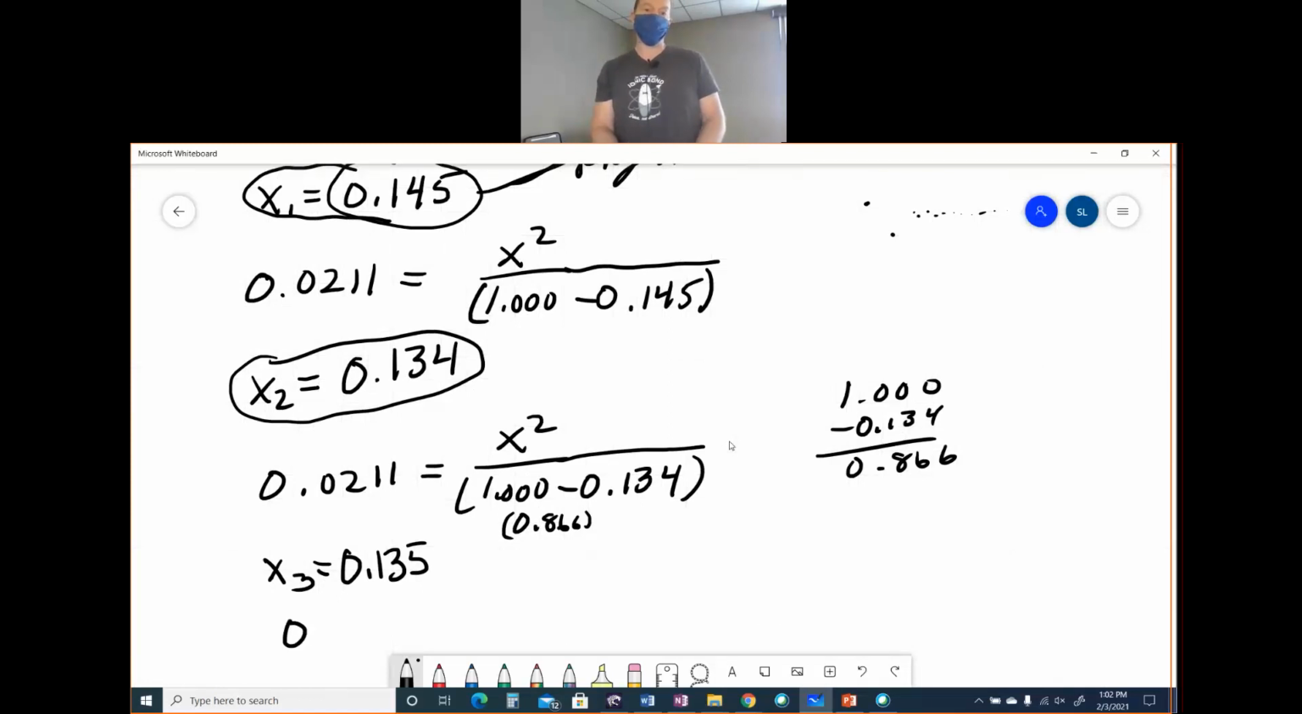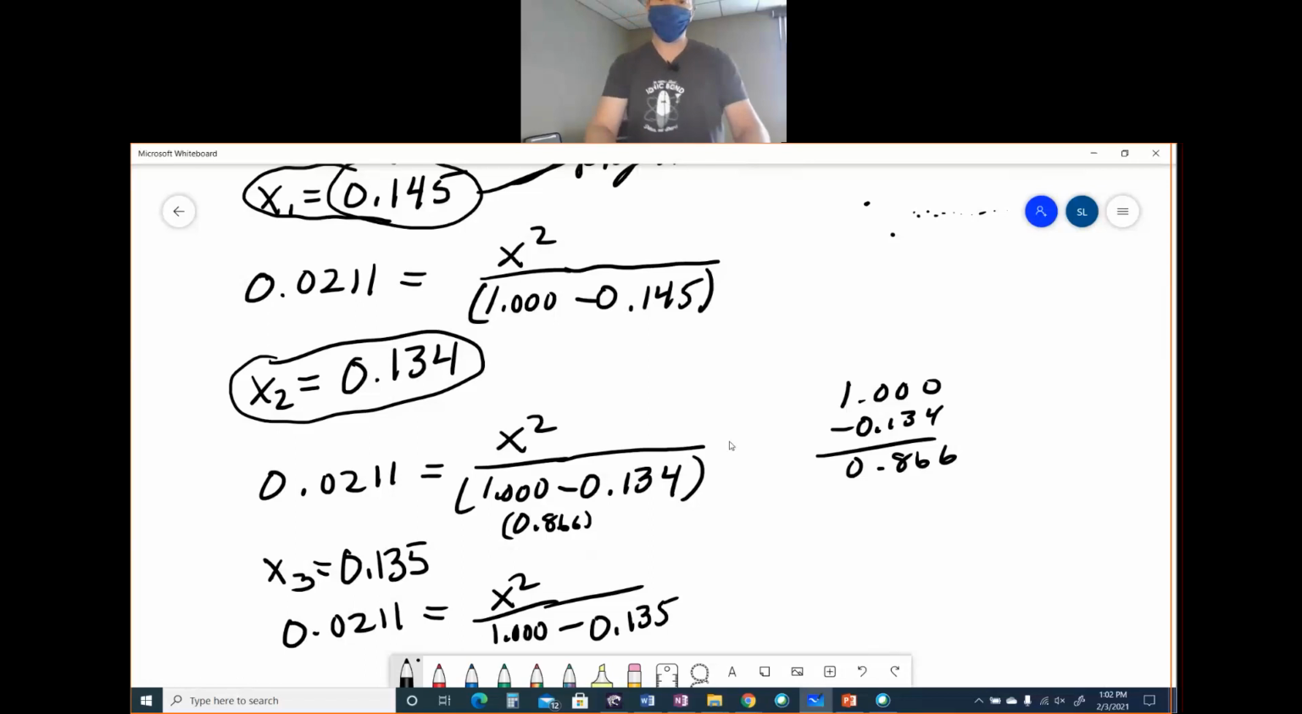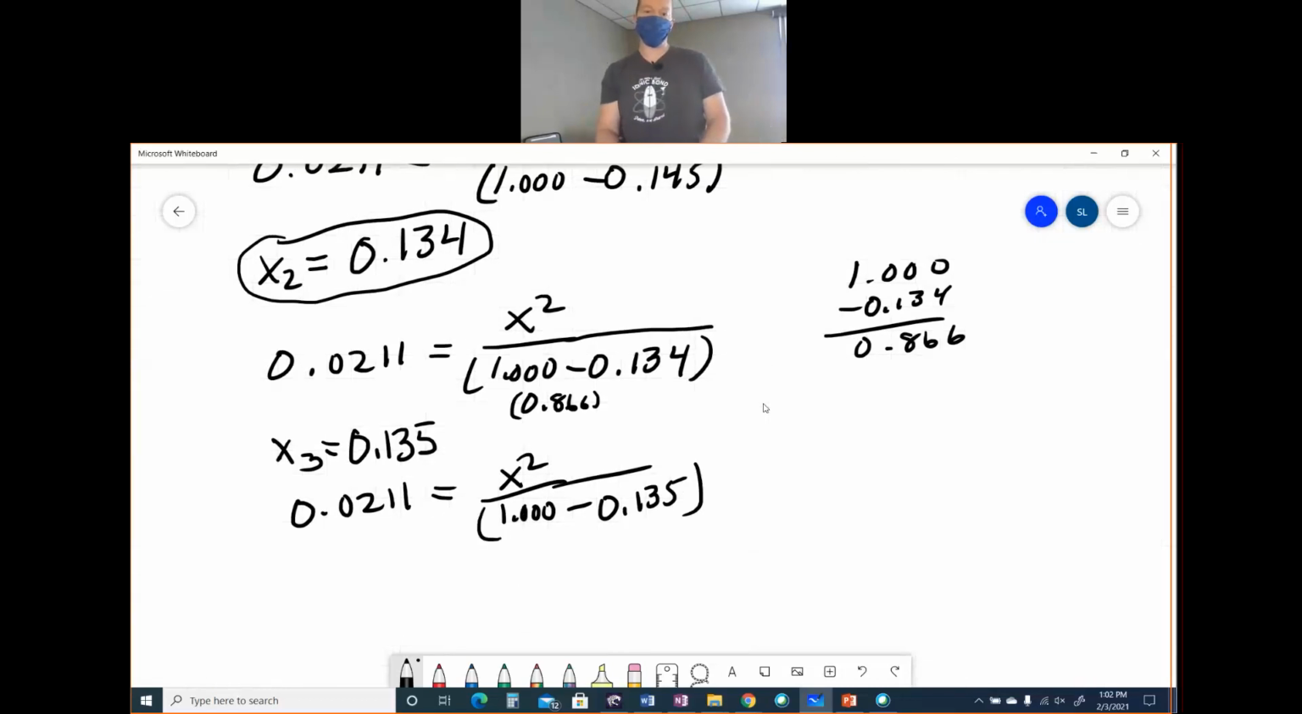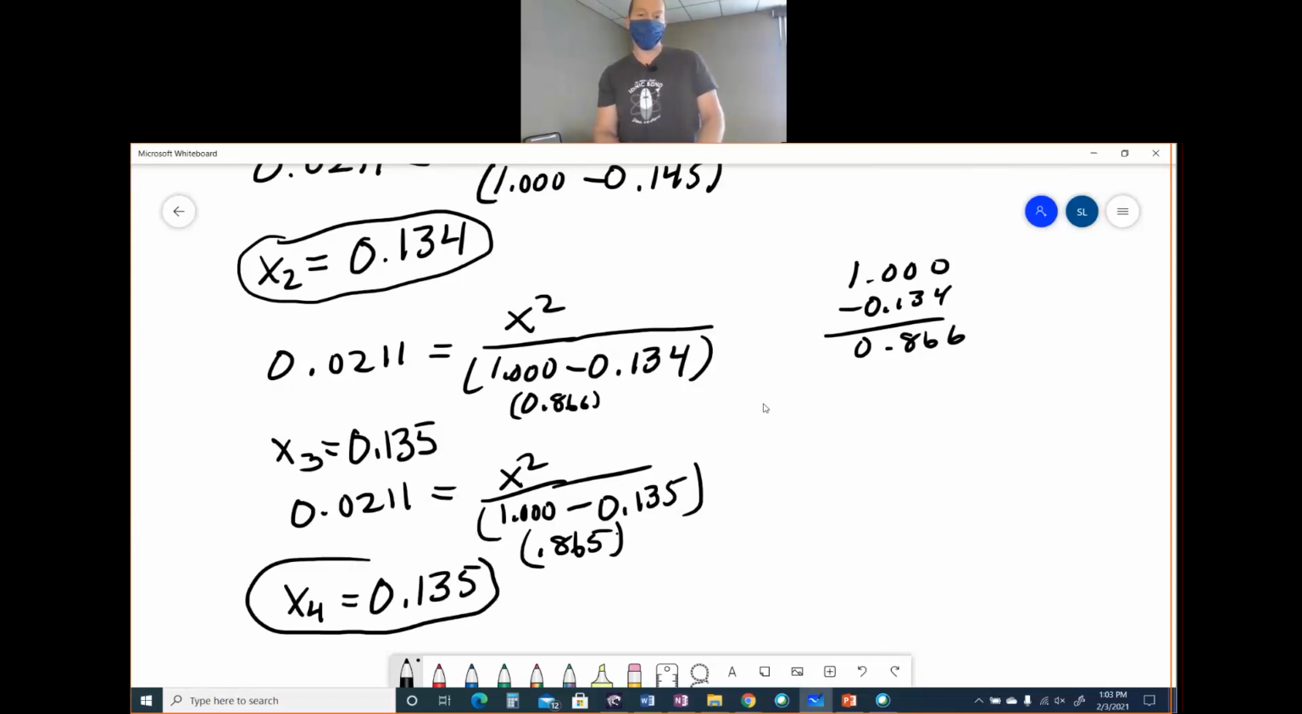So 0.0211 is equal to x squared divided by 1 minus 0.135. So we put that where we neglected the x, and now we have 0.865 as our number there. So when we subtract that, we get 0.865. Multiply both sides by 0.865, take the square root, and you get x4 is equal to 0.135. That is now your final answer. So it is the same as a previous answer, and therefore this is your final answer.